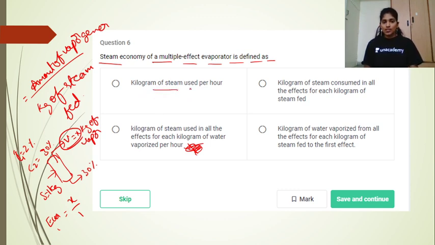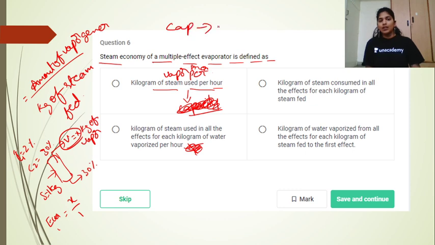The first option is kilogram of steam used per hour. No, this is determining the capacity, meaning how much steam or water vapor at low pressure is coming out per unit time. So capacity will be kg of vapor produced per unit time. There is nothing to do with the steam that is used. So this is capacity and this is economy.